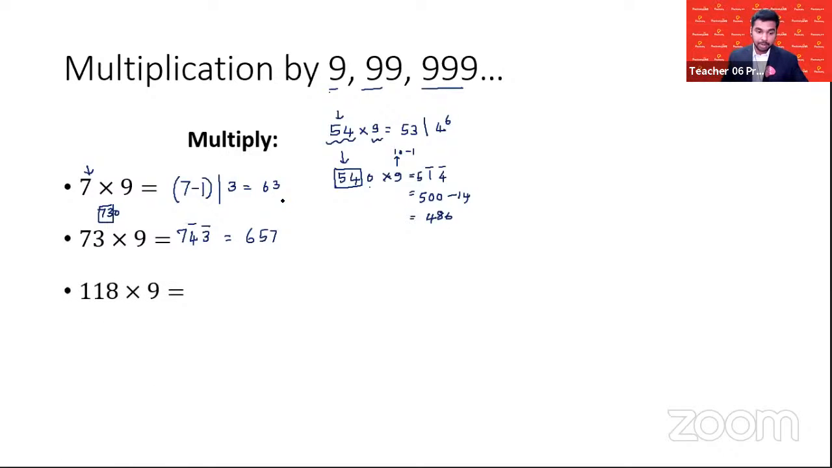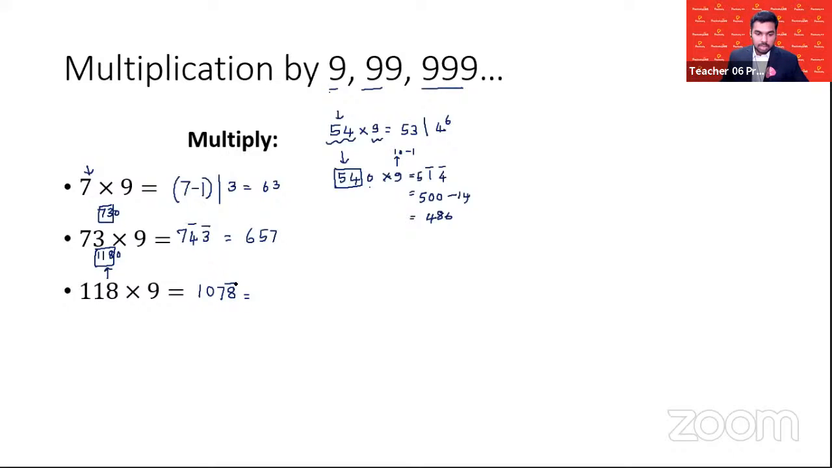Let us do a bigger number now. This time it is 118 multiplied by 9. So here what we'll do is write 118, put a 0 outside the range. And what we are going to do is the following. The first number of 118 is 1 itself. Put it as it is. Then you do 1 minus 1. The second digit minus the first, which is 0. Then do the third minus the second, which is 8 minus 1, which is 7. And the last is 0 minus 8, which is 8 bar.